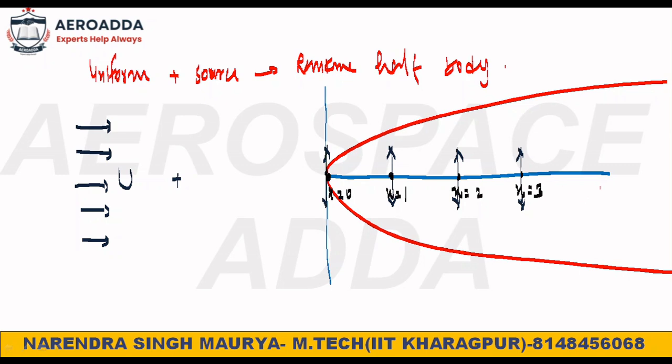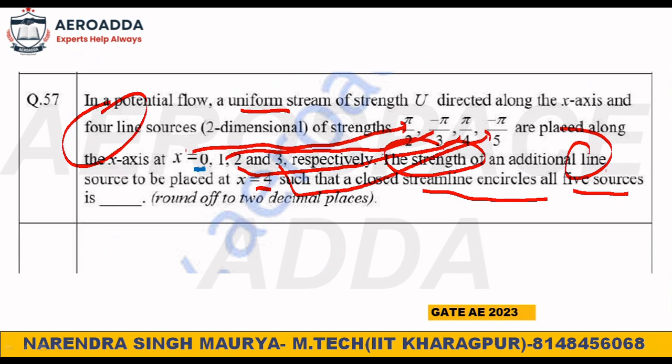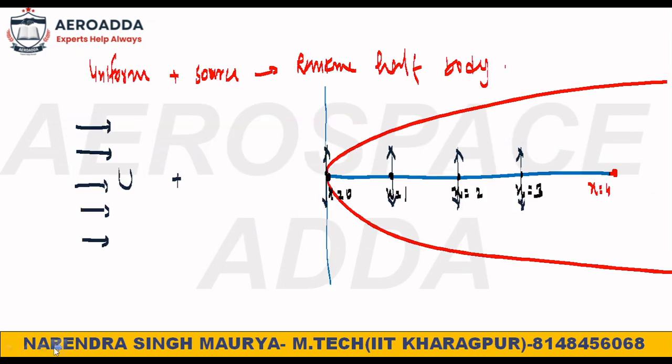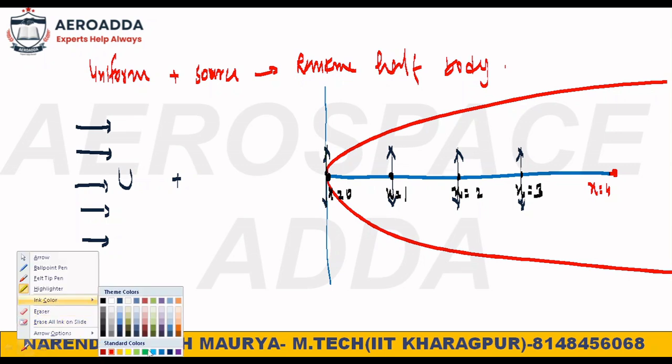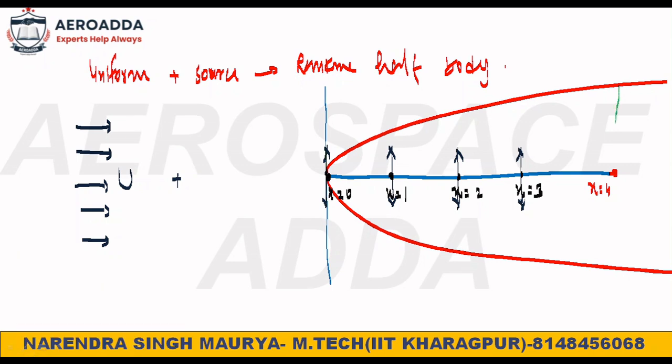But now they said at x equal to 4 one more source flow has been placed here. See, the strength of an additional line source is placed at x equal to 4 such that the closed streamline encircles all 5 sources. So now it is somewhat like this. This is also a source flow, which is at x equal to 4. I just say this strength is q, because I have denoted the source strength by q.